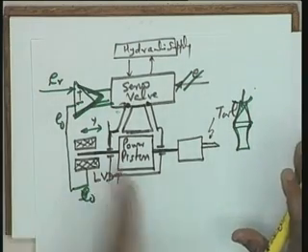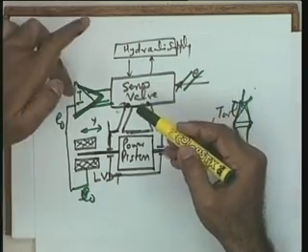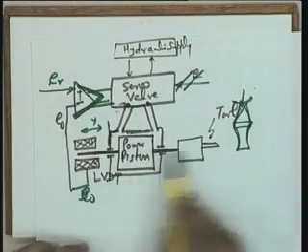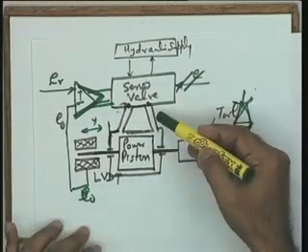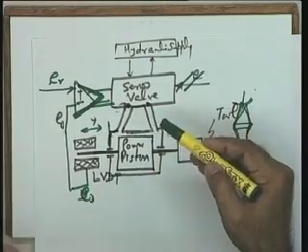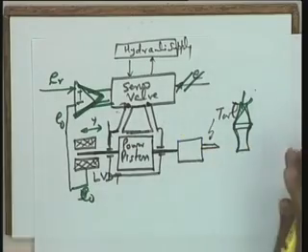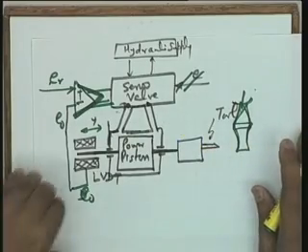So the interface of this electronic controller and the linear actuator through a servo valve is a very important feature when we come to the actual design of the system.